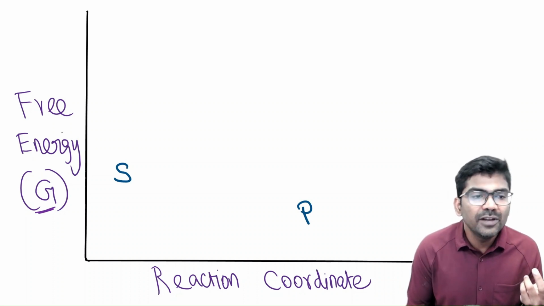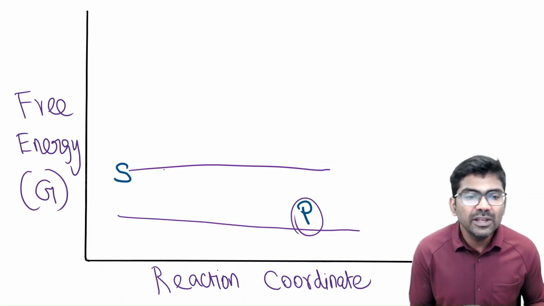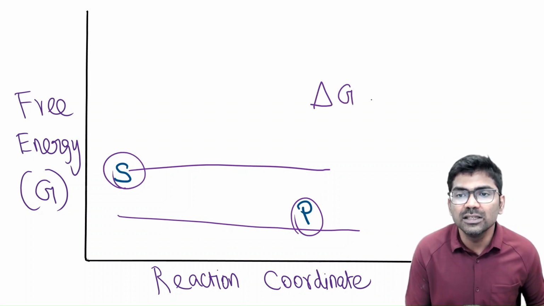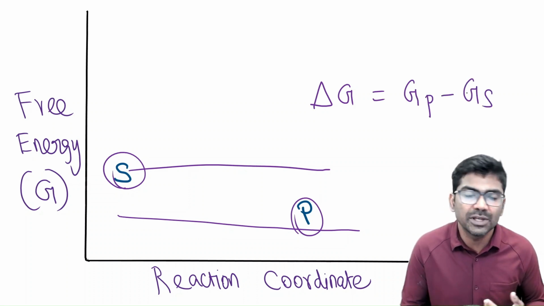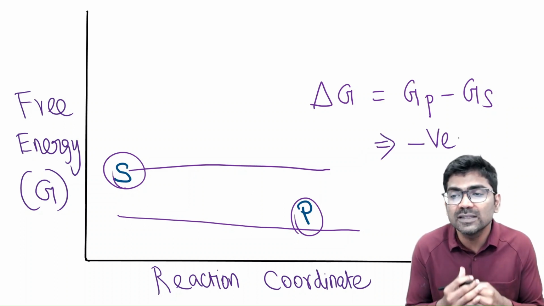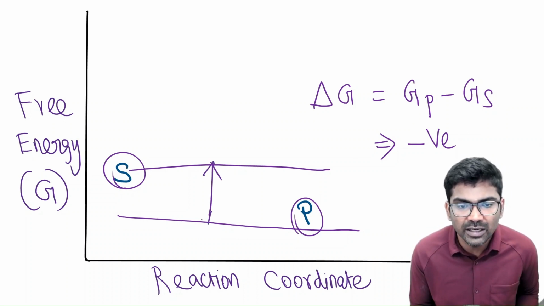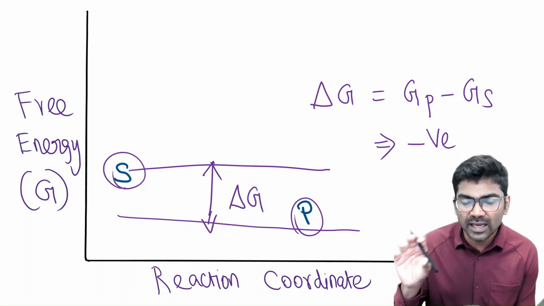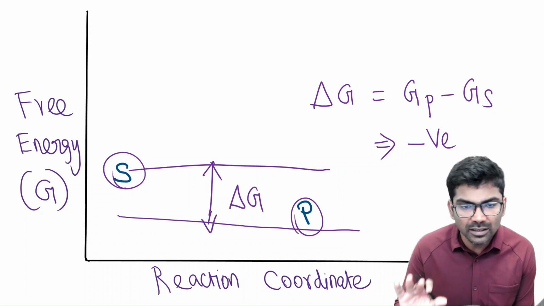Compare the free energy of substrate and product. See, the free energy of product is lower than the free energy of substrate. What is delta G? Delta G is the difference between free energy of product and free energy of substrate. So delta G here will be negative, less than 0. That means this is an exergonic reaction. If delta G is negative, the reaction is possible spontaneously. Thermodynamically, the reaction is possible.